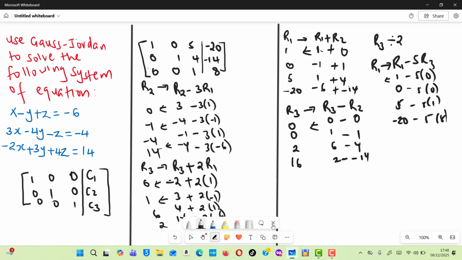So we shall have 1 minus 5 times 0 is 0. Here it's also 0. Here we shall have 5 times 1, which is 5. 5 minus 5 will be 0. Then here we shall have minus 20 minus 40, which is minus 60.